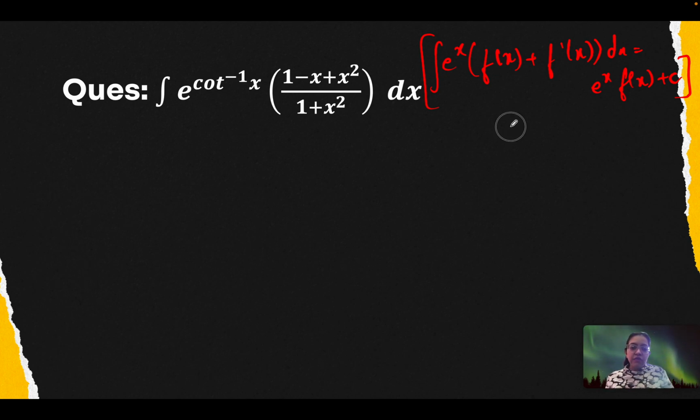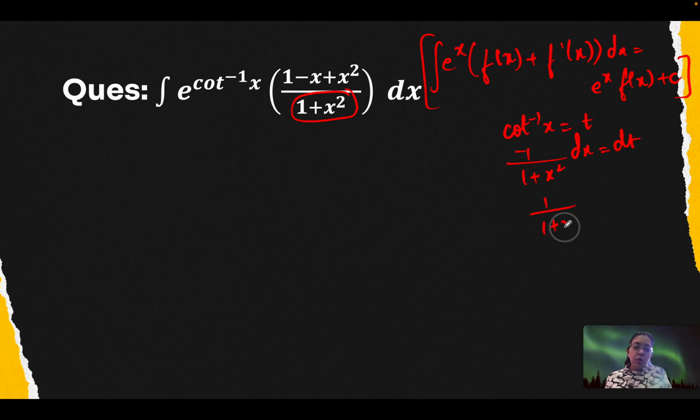So can I do one thing, can I just let cot inverse x be equal to your t? Why did I do this? Because in the denominator I can see 1 plus x square. So now let's start with the derivative first of all. The derivative part would be minus 1 upon 1 plus x square dx is equal to dt, correct? So 1 upon 1 plus x square dx is equal to minus dt. Now just put everything over here.